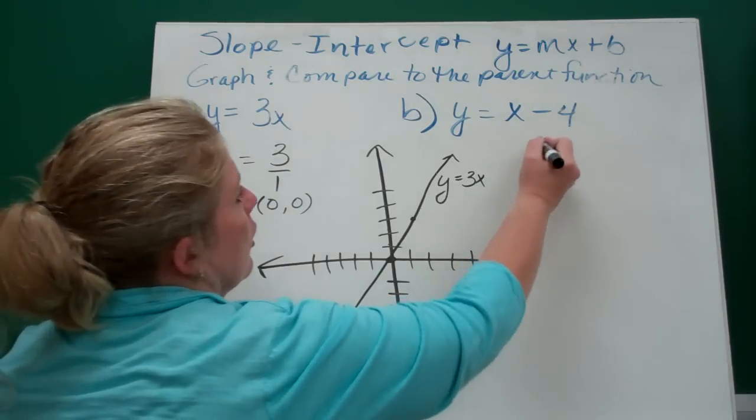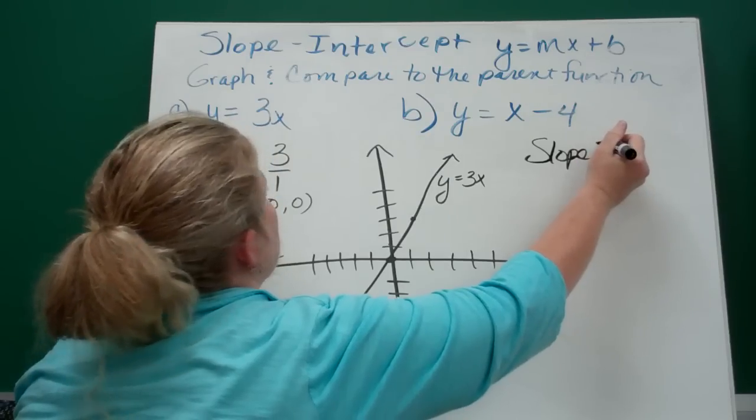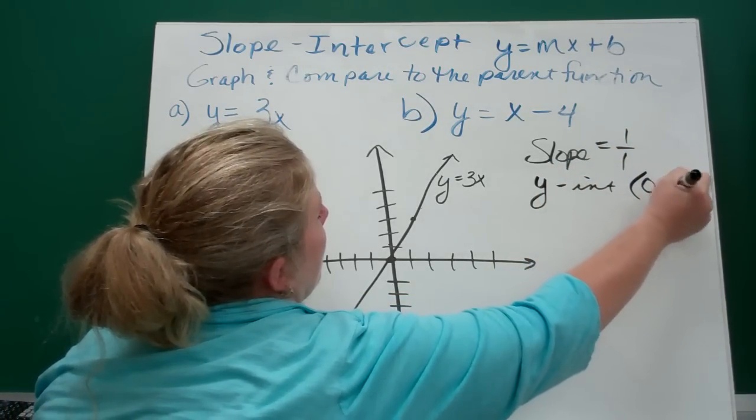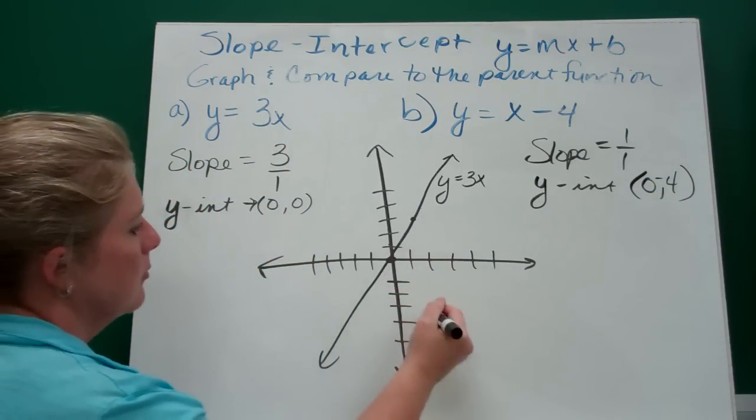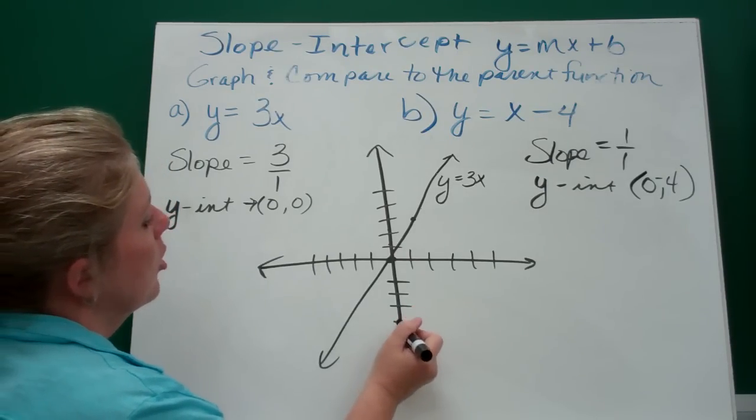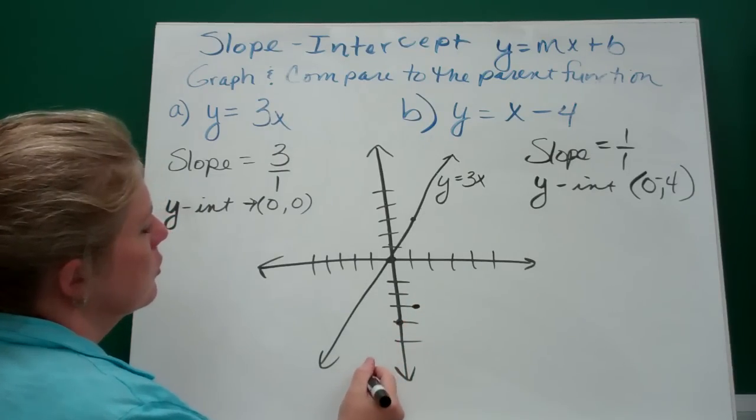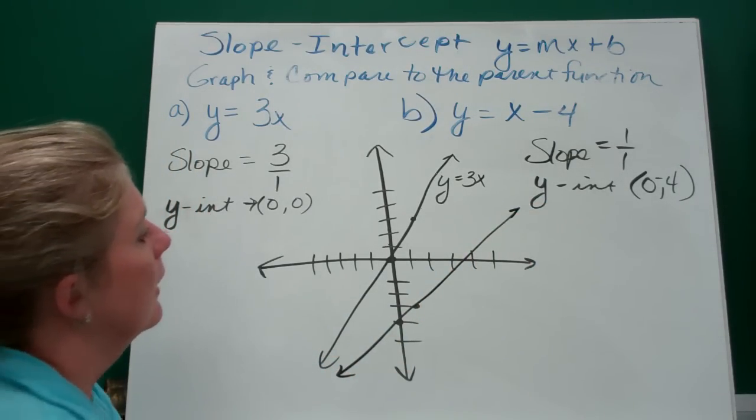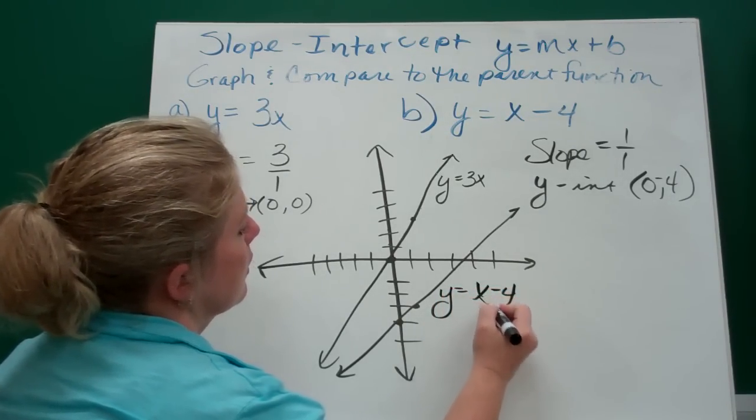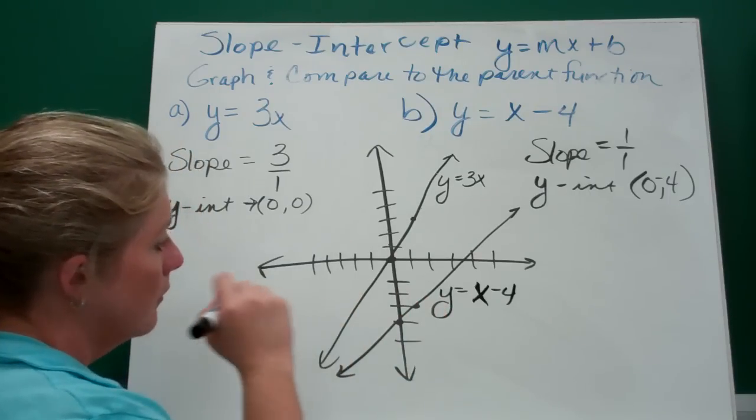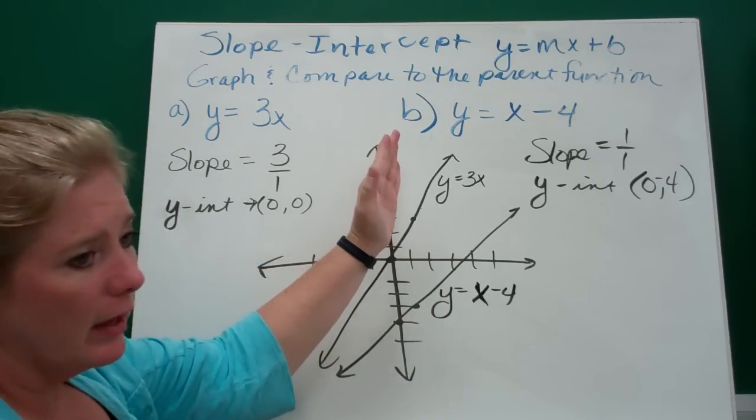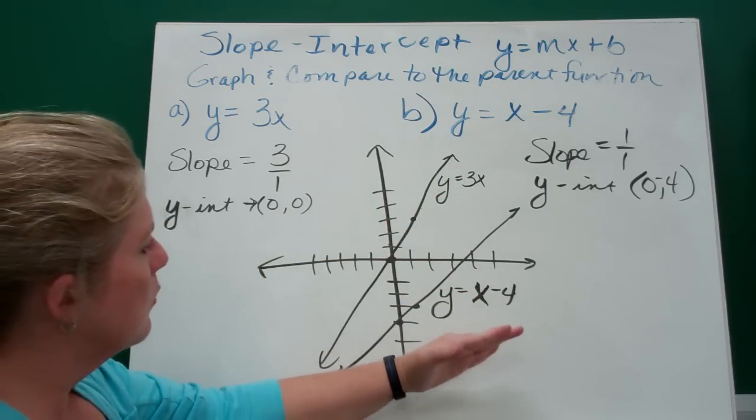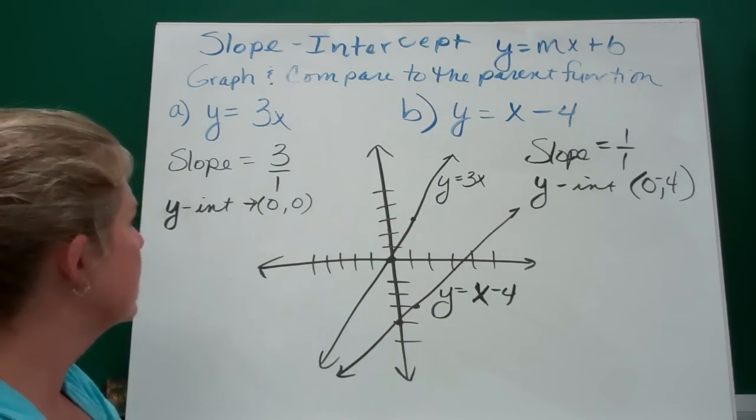Okay, well here, slope is 1 over 1, and your y-intercept is the point 0, negative 4. Plot the point 0, negative 4. Use your slope, rise over run. There's your 2 points. Draw your line. Okay. Now, this one is y equals x minus 4. Now, compared to the parent graph, well, the first one, the slope is much higher than the parent graph. It's 3 times it. This one has got the same slope as our parent, but it's been moved down. It's been shifted down 4 units.